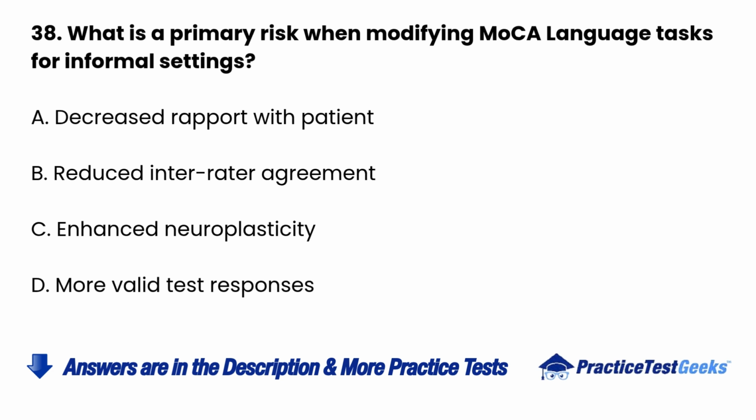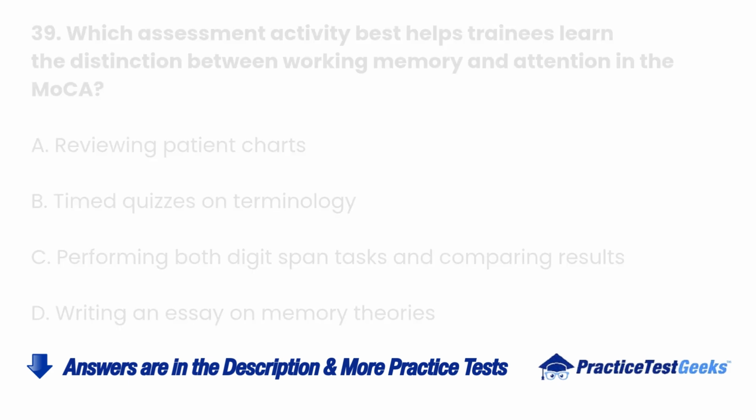38. What is a primary risk when modifying MoCA language tasks for informal settings? A. Decreased rapport with patient. B. Reduced inter-rater agreement. C. Enhanced neuroplasticity. D. More valid test responses.